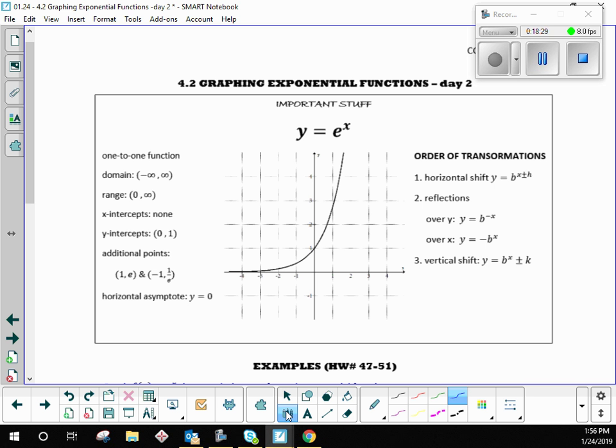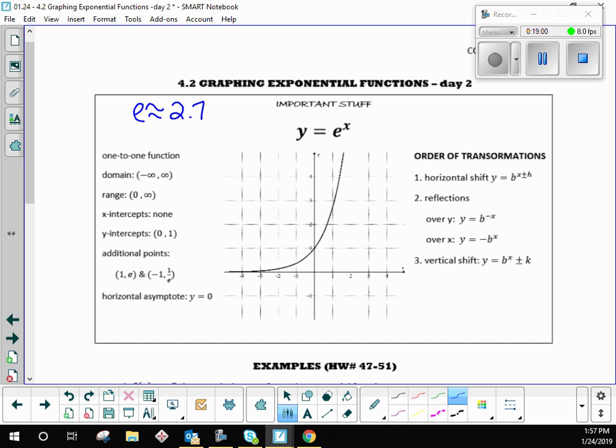All right. y equals e to the x is an exponential function. The base is e. About what does e equal? 2.7. We're going to let e be 2.7 for graphing purposes. We're not going to graph 2.71281818 or whatever, let's just do 2.7. So this is exponential, and e is 2.7.